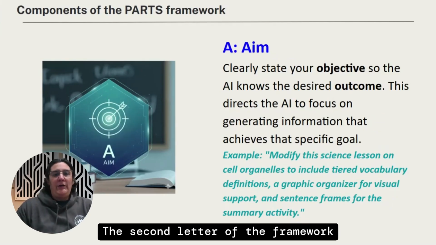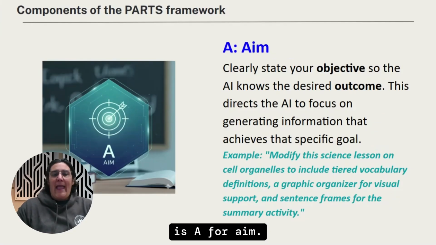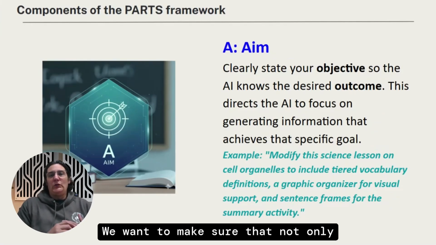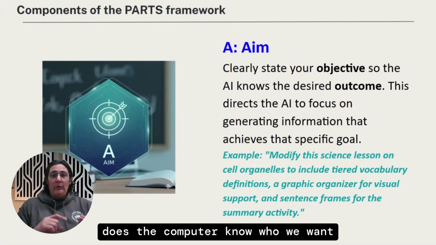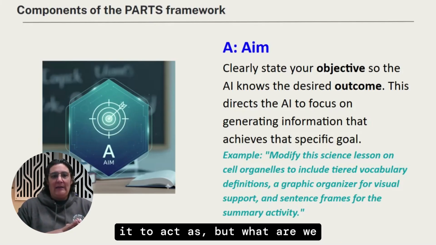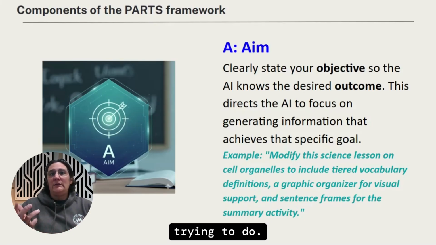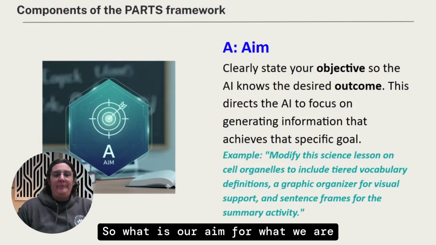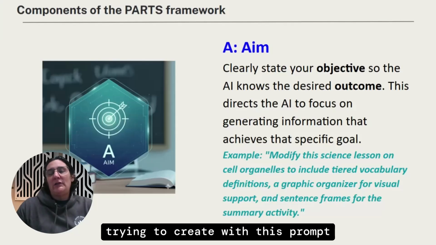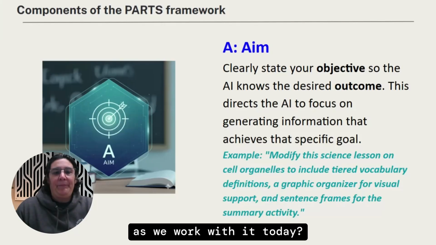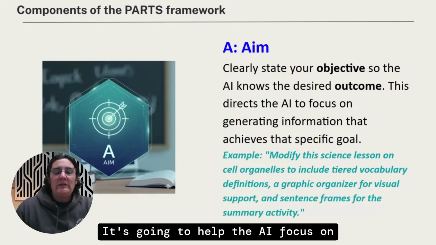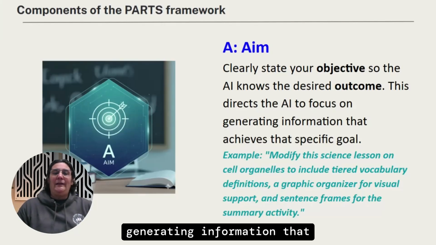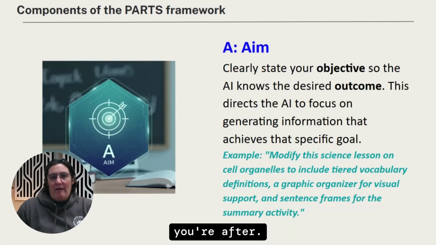The second letter of the framework is A for aim. We want to make sure that not only does the computer know who we want it to act as, but what are we trying to do? What's the objective? What's the goal? So what is our aim for what we are trying to create with this prompt as we work with it today? It's going to help the AI focus on generating information that achieves that specific goal that you're after.